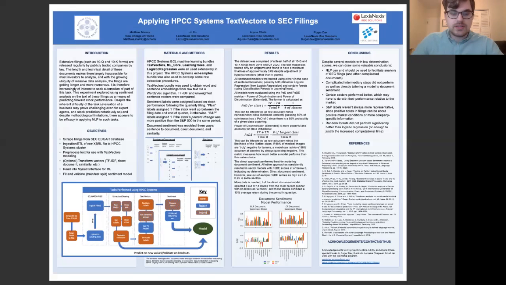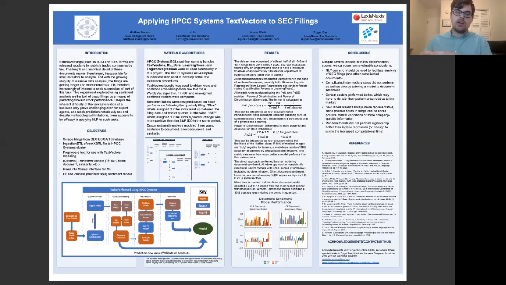And once we have the TextVector's model, it actually translates text, any sentence, any word, into a vector. So everything is embedded into n-dimensional space. That means that we have a quantity instead of a word.